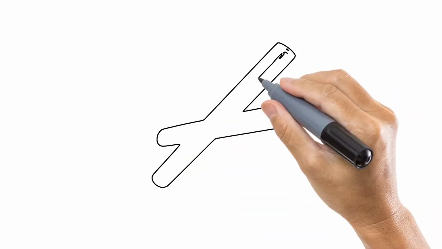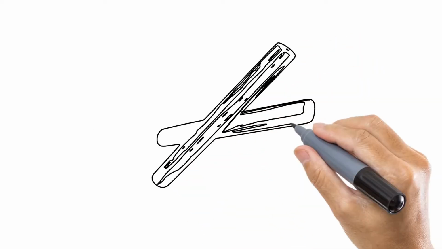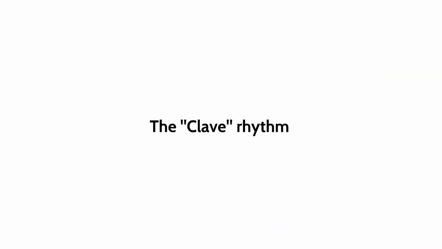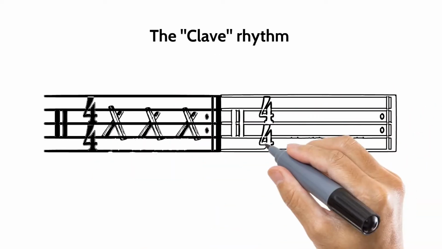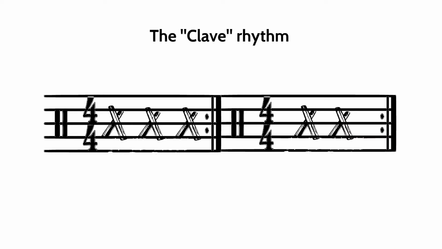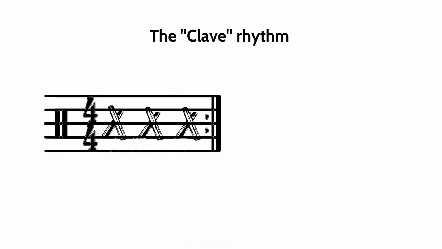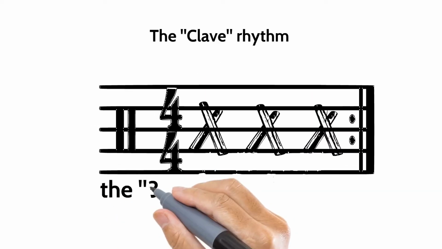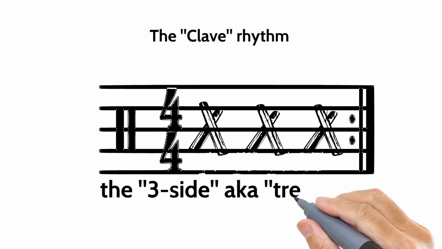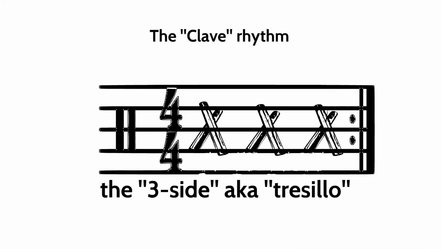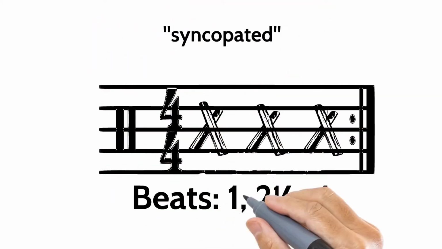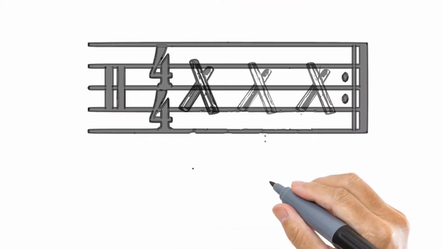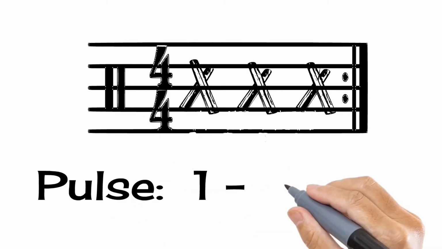The clave rhythm is often played on a pair of wooden sticks known as claves. But the clave rhythm itself is a 5-beat pattern that is played over 2 measures of music. One of those measures will have 3 clave beats. This is known as the 3 side of the clave and is also referred to as the tresillo. The unevenly spaced clave beats on this 3 side are syncopated, which means that they contrast with the evenly spaced strong beats of the metronome-like pulse.